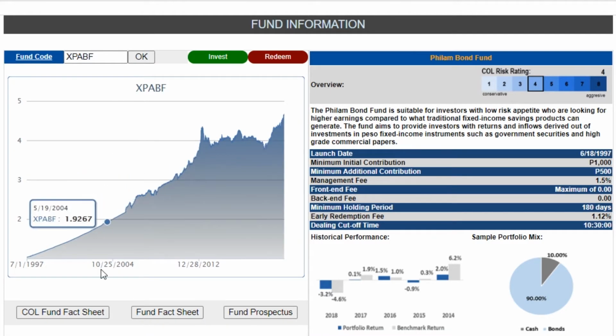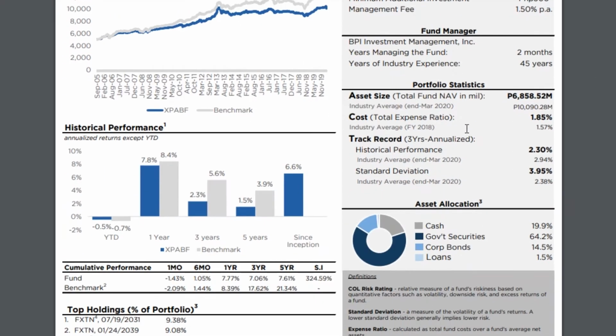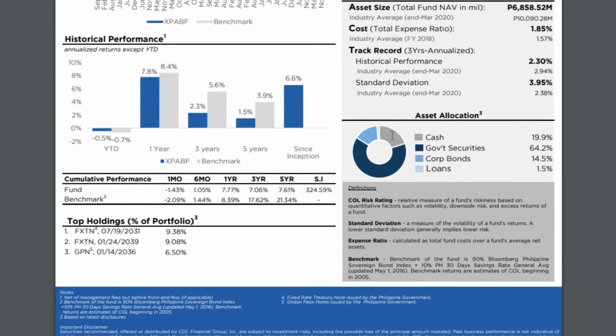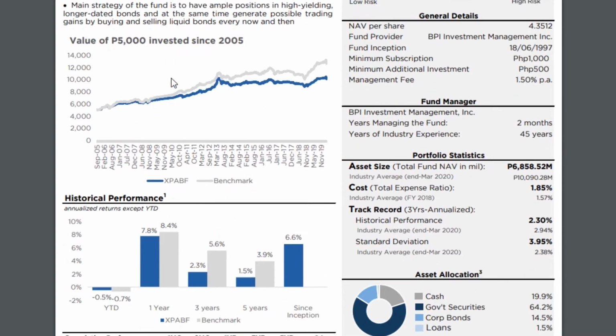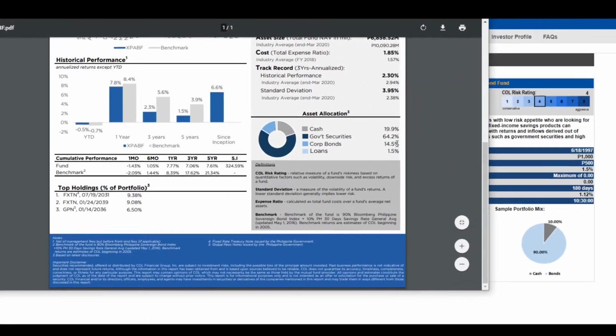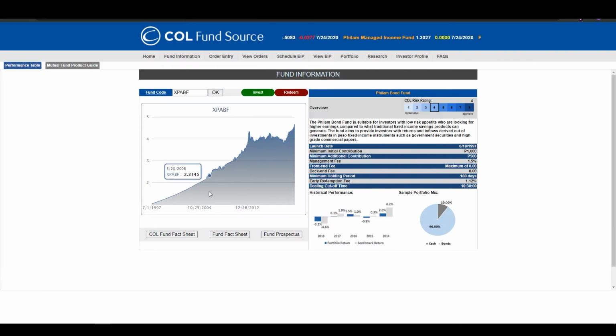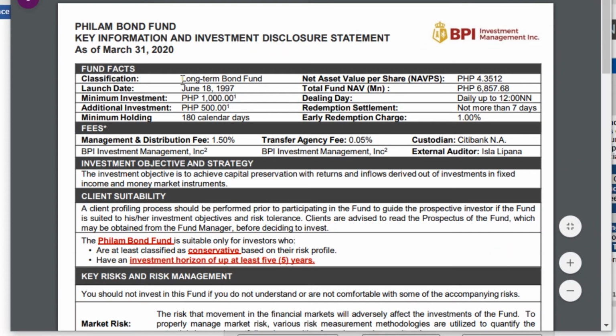Let's take a look at the Call bond summary. This is like their summary of the fund that I'm investing in, their asset allocation, definitions, holdings, their historical performance. The Call fund fact sheet is a good way to summarize. Fund fact sheet gives you more information. It shows the fund manager who's managing this. This is BPI.